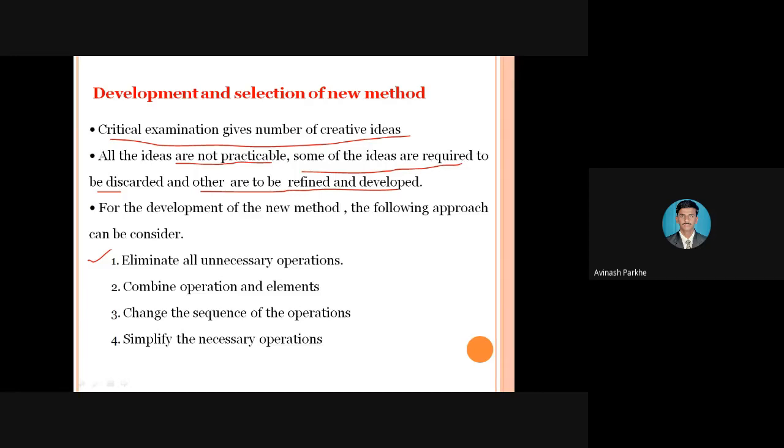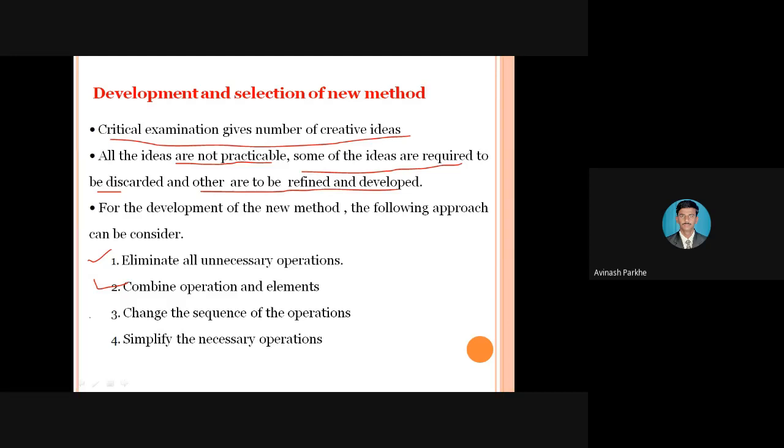If I eliminate all the unnecessary operations from that particular method, you will get the new method. Second, combine the operations and the elements. If I am performing a number of operations, and if I perform all those operations on a single machine only, it means I have done the combining of that operation. By using a single machine, the time required to perform those operations will get reduced.